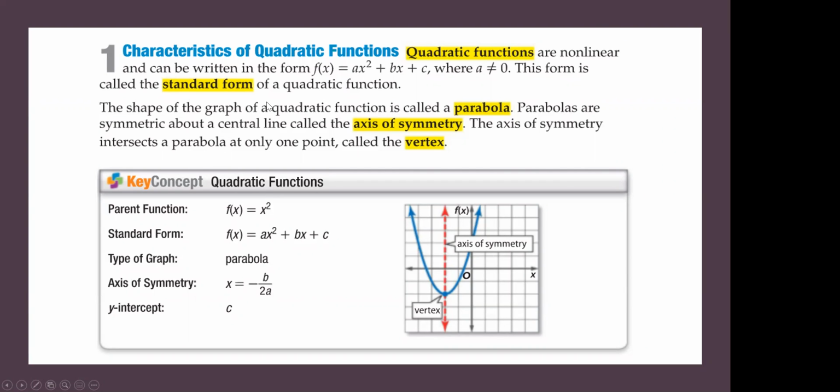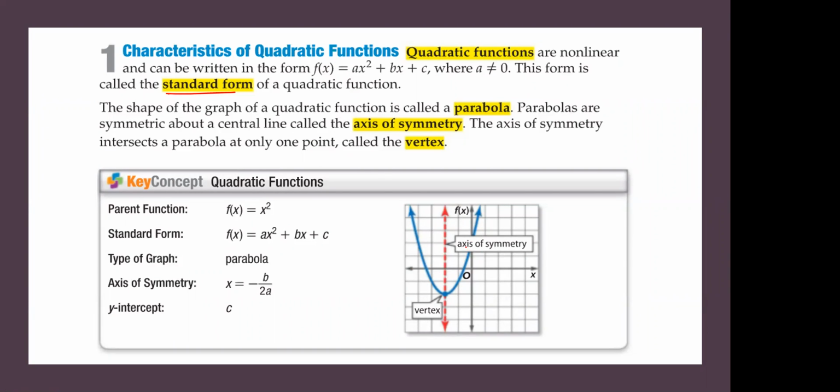The first section talks about quadratic functions. They're non-linear and they can be written as f of x is equal to ax squared plus bx plus c, where a is not equal to 0. And this form is called standard form of a quadratic function. And the shape that these functions make are parabolas, okay?